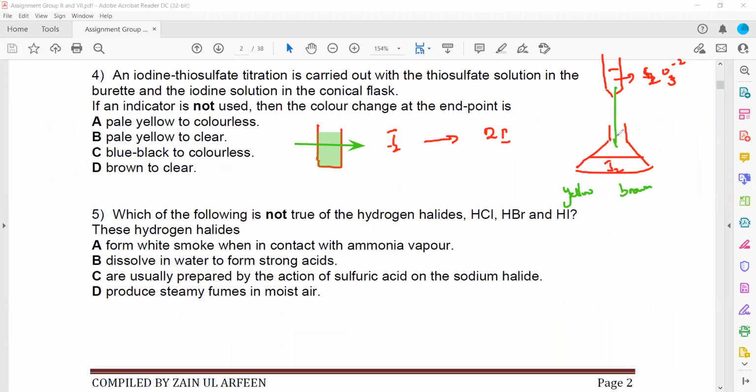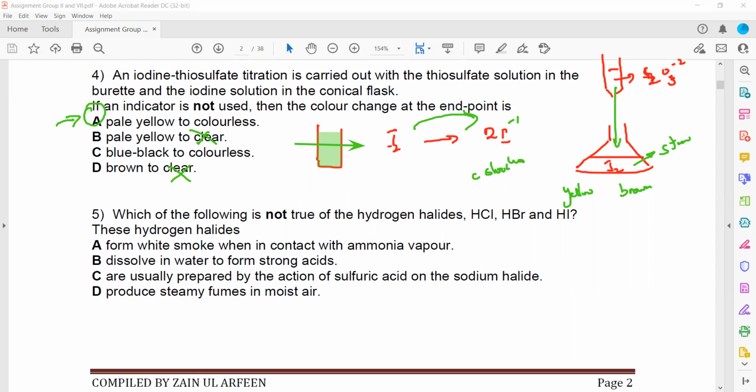But when we add thiosulfate, iodine reacts with thiosulfate, and the iodine molecule turns into iodide ion. When iodide ion is there, it is colorless. It does not have any color. So what will happen? The clear solution is not showing any nature. So we are left with pale yellow to colorless or blue-black to colorless. Blue-black to colorless is valid if starch was present in the question. But in the absence of starch, it will be light yellow or pale yellow to colorless. That's why A is the right answer.